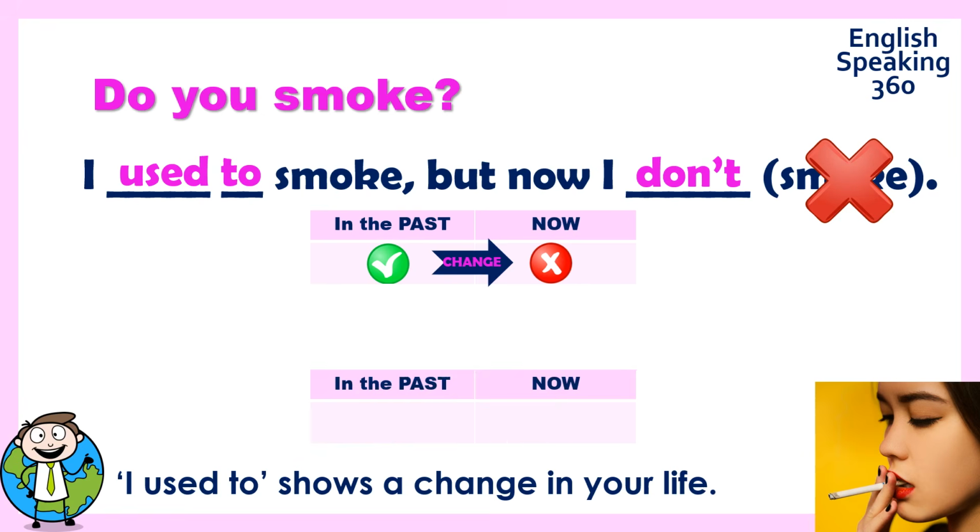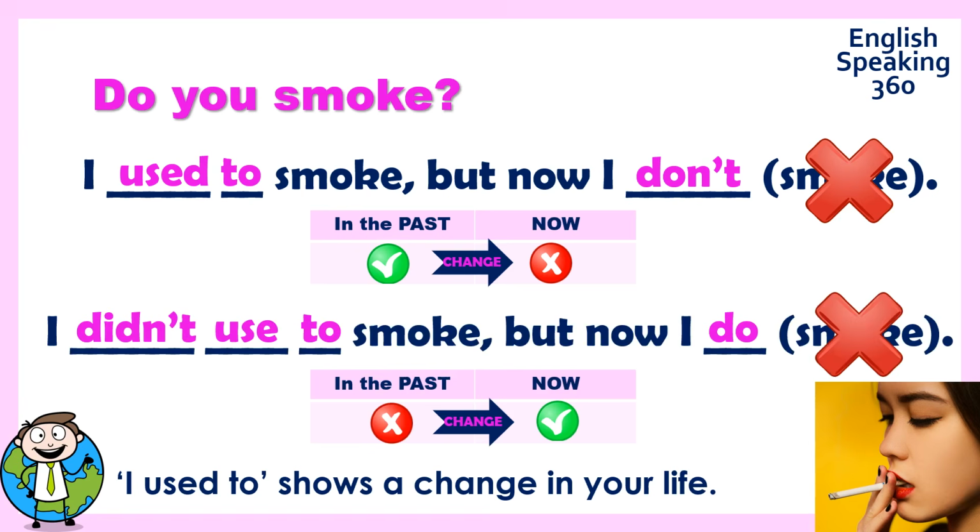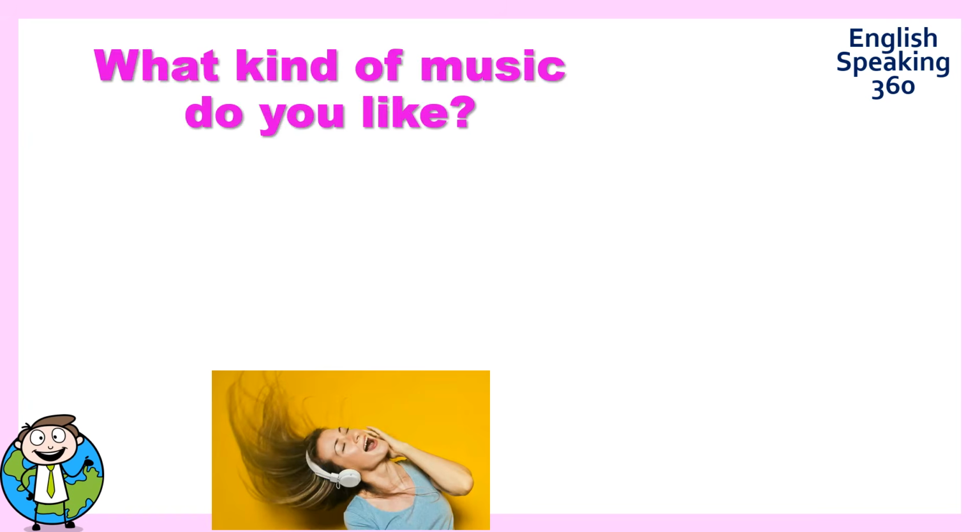Now, here's a different situation. In the past, no, and now, yes. So once again, there is change in your life. So what can you say? I didn't used to smoke, but now I do. Good. But as you know, you can remove smoke, or you can say it. It's up to you, okay? Good. So it's up to you if you remove it or not. Great. Now let's move on to the next sentence.